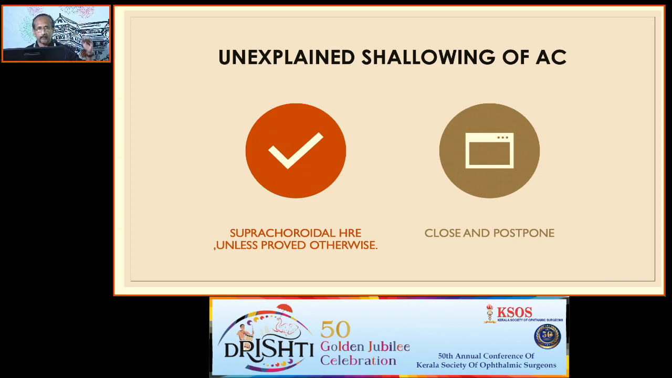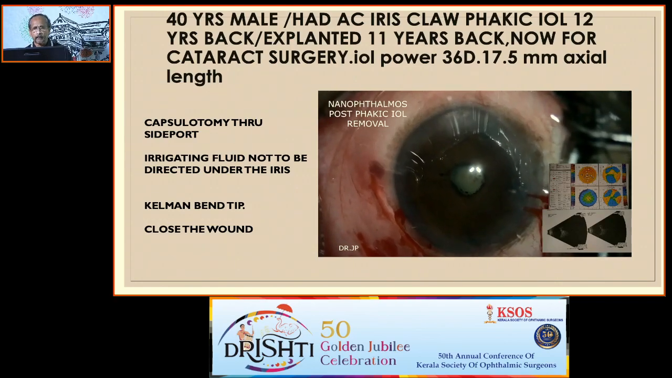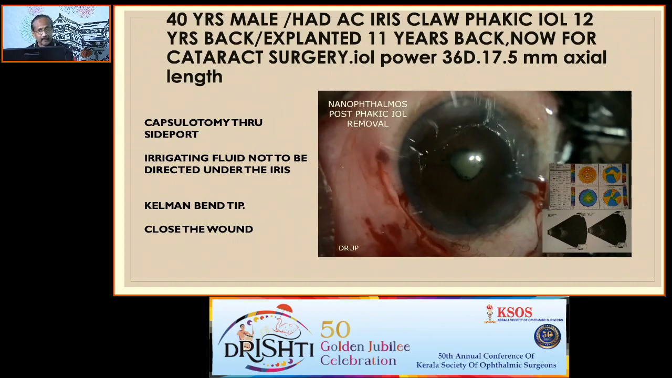Most probably, if it is a posterior misdirection, the vitreous gets dehydrated, AC will get formed, so you can do the surgery again on the same day or wait for a day and do it on the next day. This is another patient, a very interesting patient, a 40-year-old male who had an AC iris claw phakic IOL, in a nanophthalmic eye, that was done 12 years back.